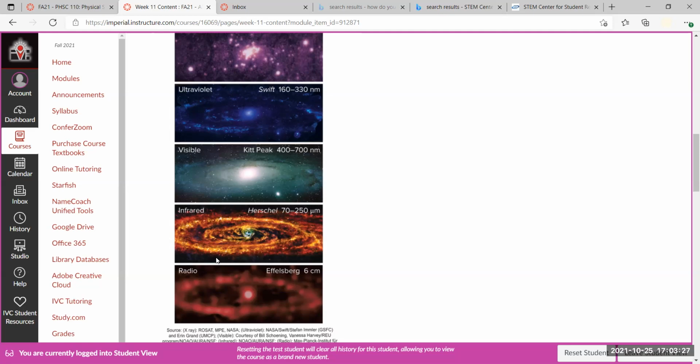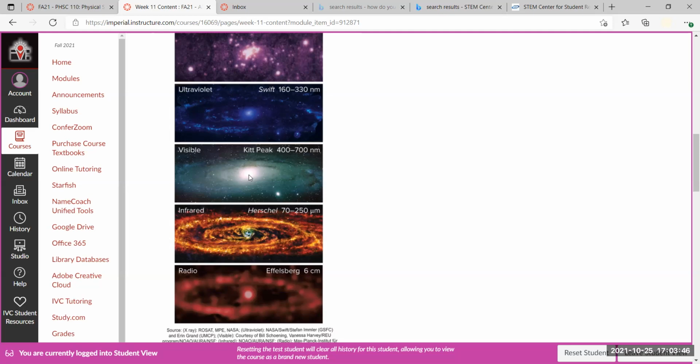The new telescope is going to be launched in December now. Initially, it was toward the end of this month. It was planned for the 31st of October, but now I think they moved it to December 18th when it's going to be launched. Anyway, the point is this is how the same galaxy would look. Look at it in here.